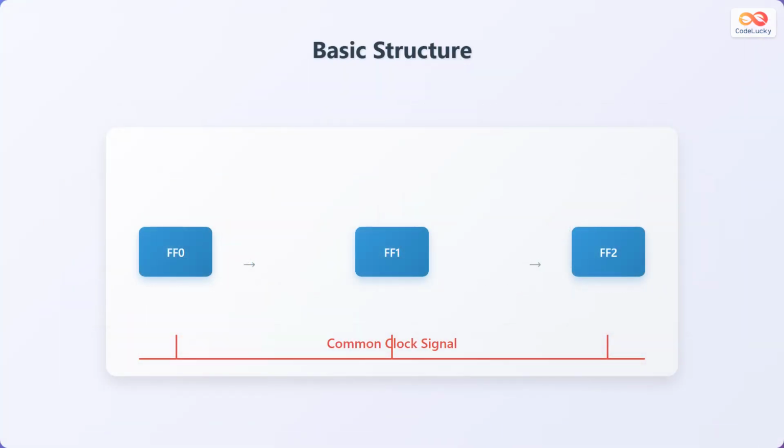A basic structure of a synchronous counter contains multiple flip-flops like FF0, FF1 and FF2. All flip-flops get the clock signal from the common clock signal. The clock signal is connected to each flip-flop.